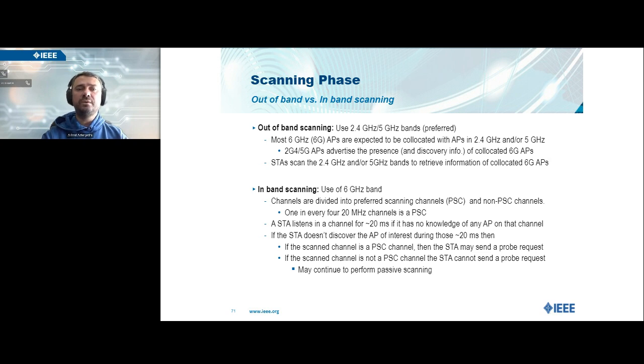Then, depending on whether the station is scanning a PSC or a non-PSC, there are different rules. If it is a PSC, then the station is allowed to probe, so active scanning. If it is not a PSC, then the station cannot actively scan, so it needs to continue passive scanning. This is done so that uncontrolled probing in the non-PSCs is not possible in most cases.